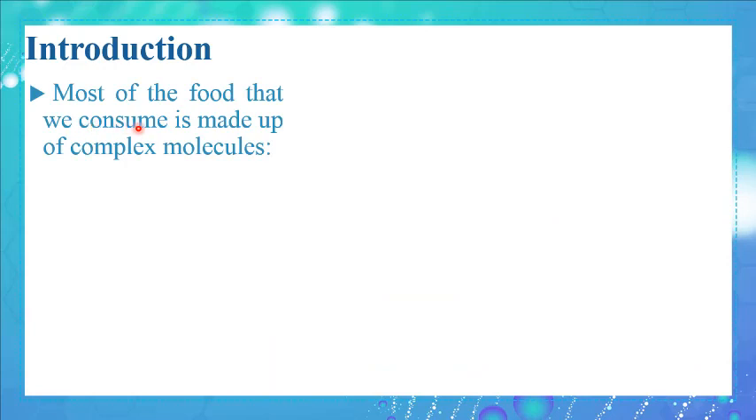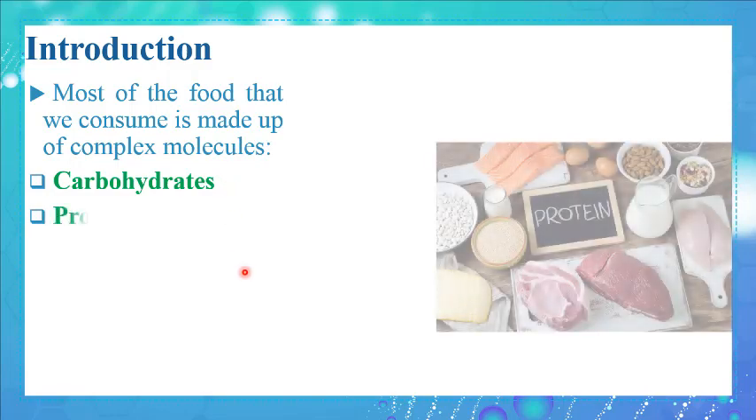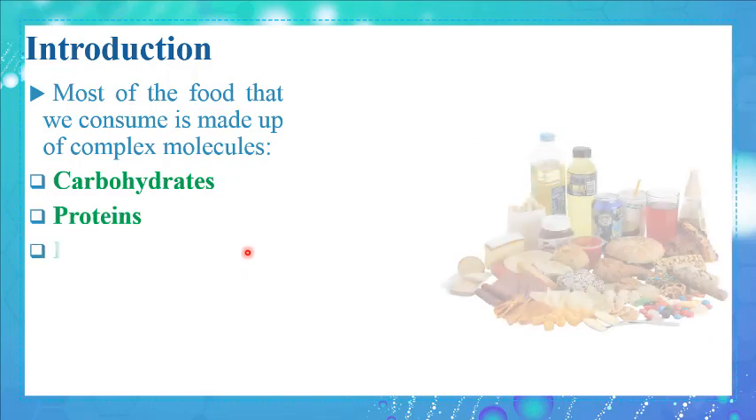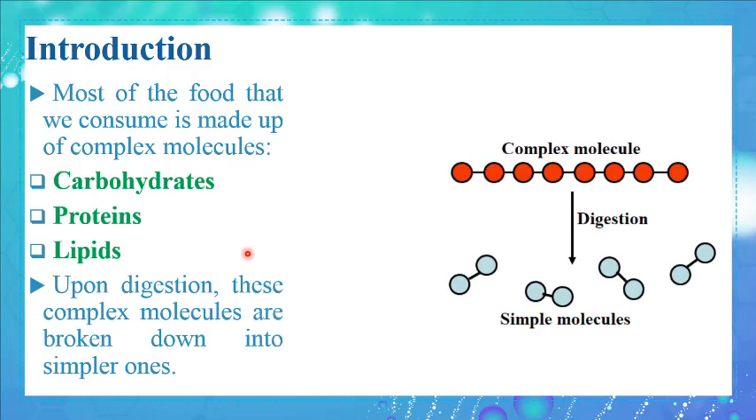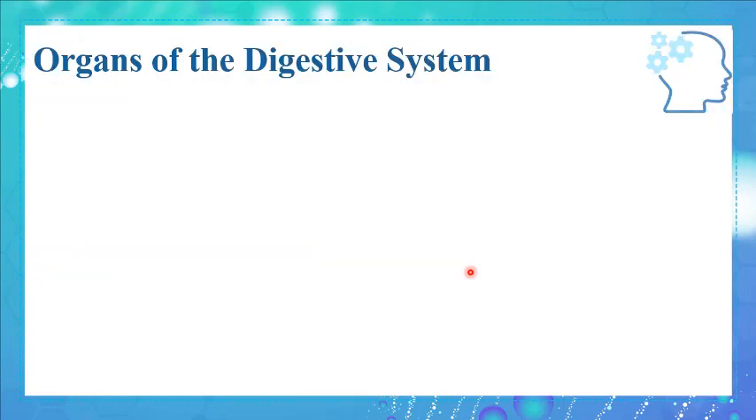Most of the food that we consume is made up of complex molecules like carbohydrates, proteins, and lipids. Upon digestion, these complex molecules are broken down into simpler ones. Where and how is the food transformed into simpler molecules? Of course, this is the function of the digestive system. Let's recall the organs of the digestive system.